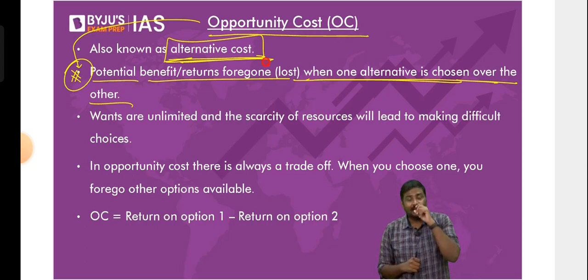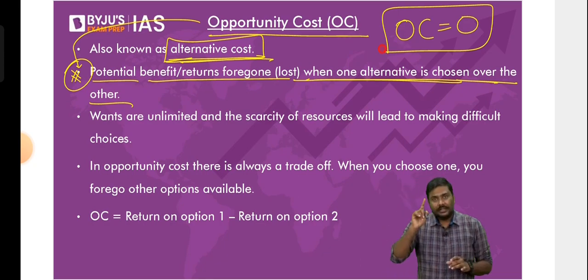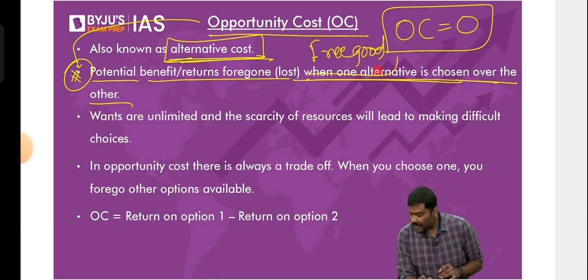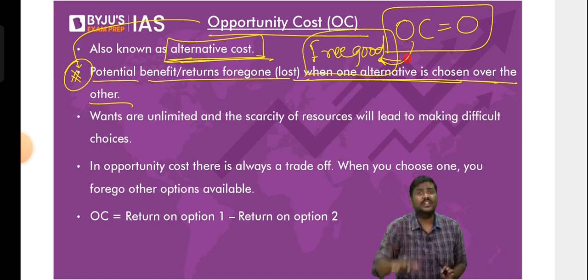And some of you are asking, sir, can there be a situation where opportunity cost is equal to 0? Of course, yes. Whenever a good is classified as a free good, remember this, in that particular case, opportunity cost is 0. What is a free good? Anything that is available free of cost for you in the market is called a free good.